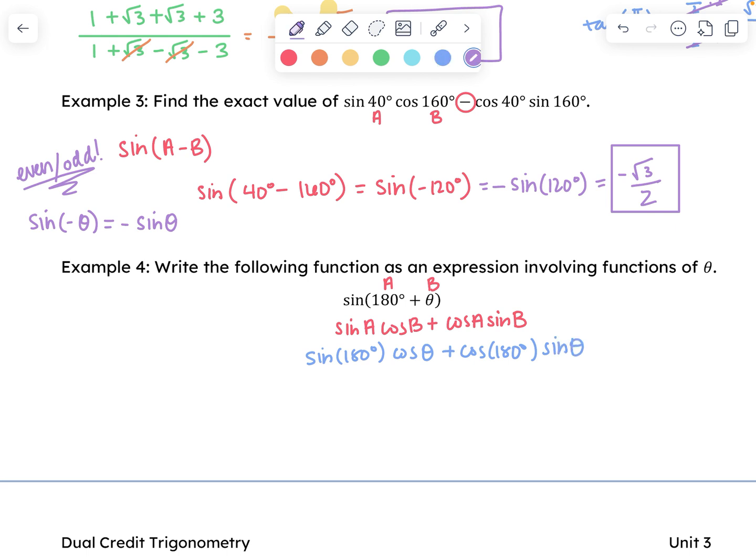And then I can use my unit circle to help me find those values. So the sine of 180 degrees is 0 times the cosine of theta plus, well, the cosine of 180 degrees is negative 1 times the sine of theta. 0 times anything is just 0, so that first term is going to go away. And then negative 1 times sine of theta is just negative sine theta. So we've written it as just a trig function of theta. And we're done.